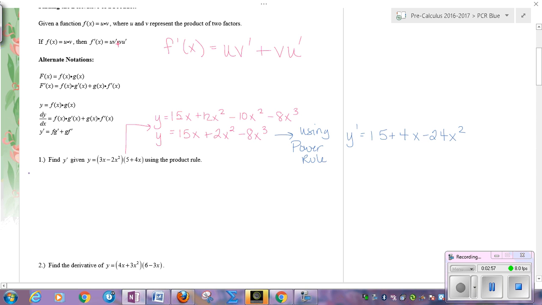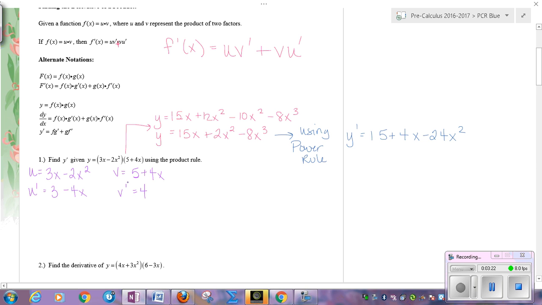In order for you to keep things straight, I highly suggest that you identify what u and v are. So u is your first expression, so that would be your first factor of your product, and v would be the second one. And then for u prime, you're going to take the derivative. So use your power rule here. So 3 minus 4x, and v prime would just be 4.